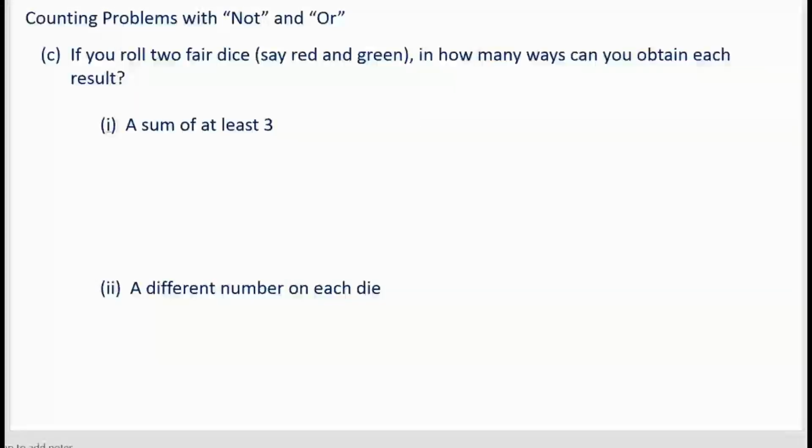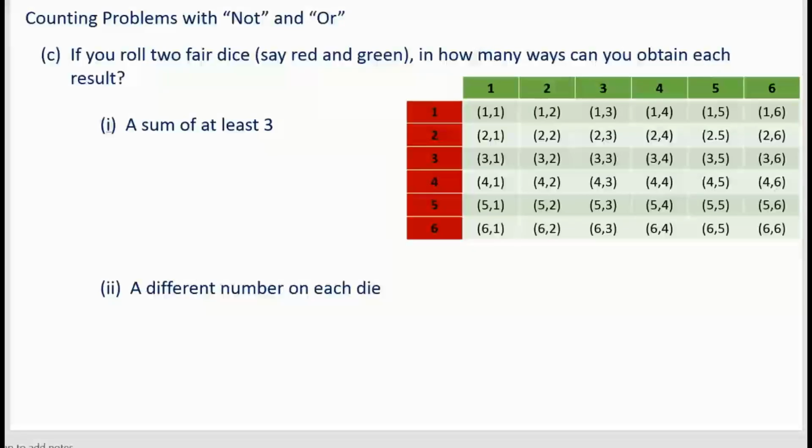Okay, so for problem C, if you roll 2 fair dice, say a red and a green, in how many ways can you obtain each result? So really this is 2 separate questions. A sum of at least 3 and a different number on each die. How could we do that? Now, I think it might help to have a list of all of our outcomes. There it is. Remember, we did this in a previous section.